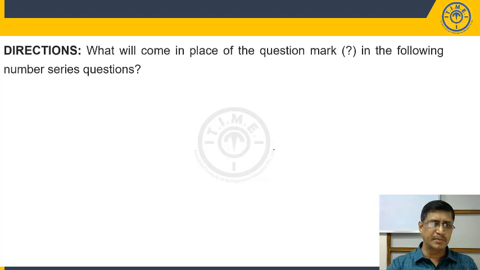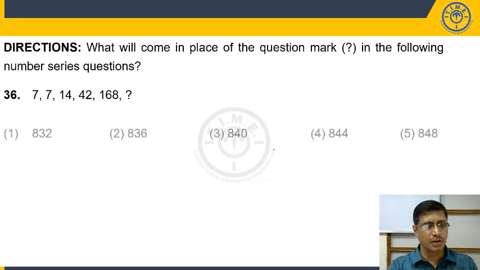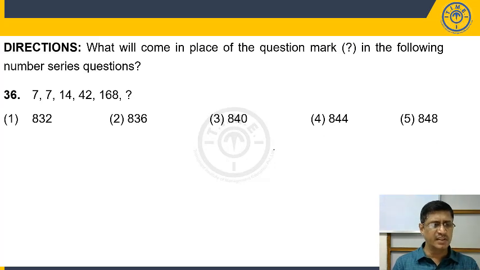Now look at the next example on your screen. Here we need to find out the missing number. So what is the missing value? Now what is the series given here? 7, 7, 14, 42. Just observe the relationship. So what is the relationship? How is it becoming here?